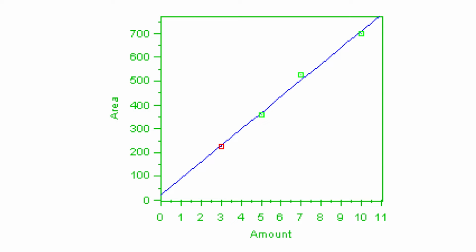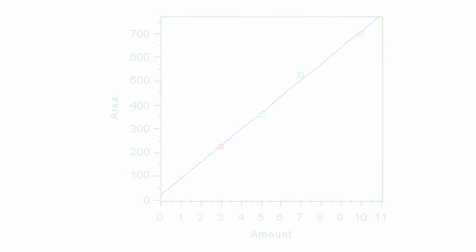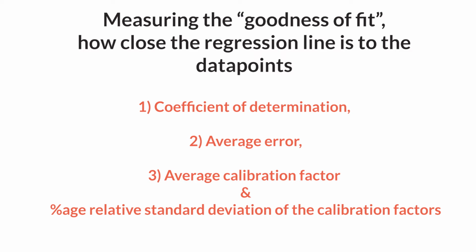This line will not pass exactly through any of the data points but will come as close as possible. The following figures illustrate such a calibration curve. ChromPerfect supports 3 ways to measure what statisticians call the goodness of fit, that is, how close the regression line comes to the data points.